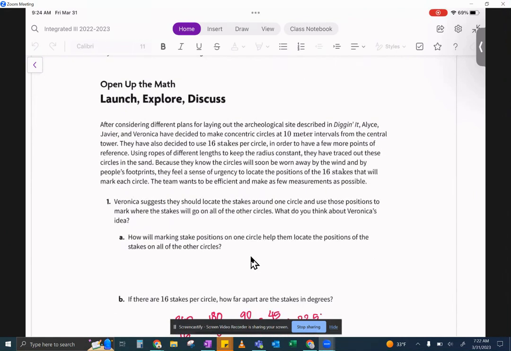For the next one, I want you to read this context, and I'm going to have you pause the video so you can read it on your own. When I read through it, I'm going to read quickly because I already know what I'm doing. I'm not reading it so that you'll understand, because you're going to understand it on your own.